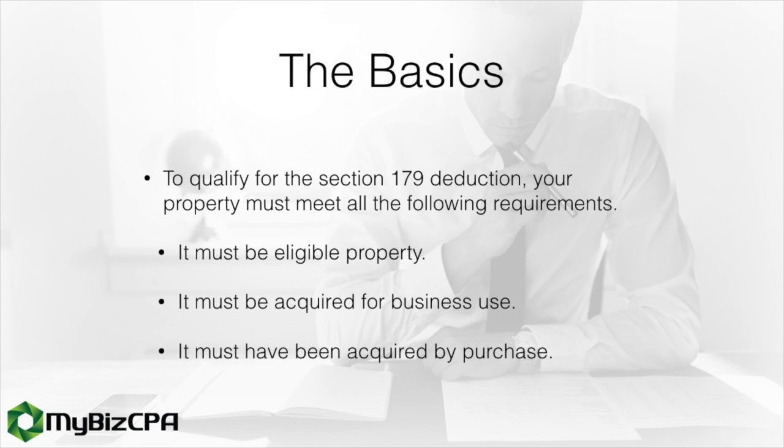In order to take a Section 179 deduction, the property must meet certain requirements. First, it must be eligible property. Second, it must be acquired for business use. Finally, it must have been acquired by purchase.